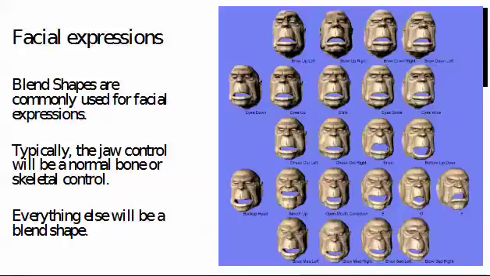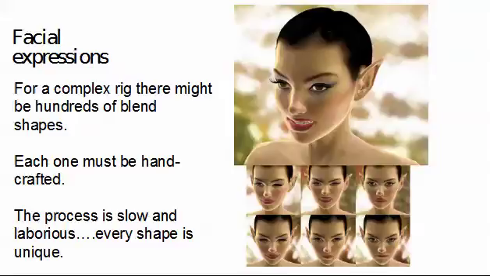Almost invariably, whenever you see facial animation, it's almost always going to be a blend shape. And just about the only thing that will probably be on a bone or skeletal control will be the jaw control, which will be on a standard normal rotation. So in a complex facial rig, there might be literally hundreds of blend shapes, and it is a slow and laborious process and can take a very long time.